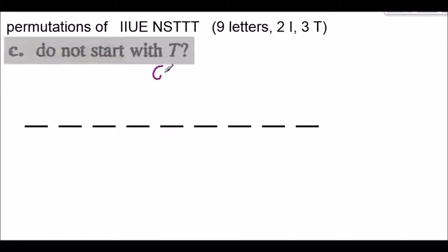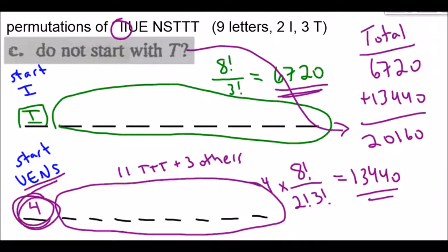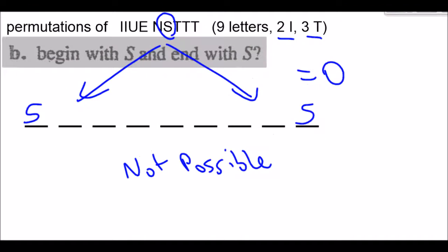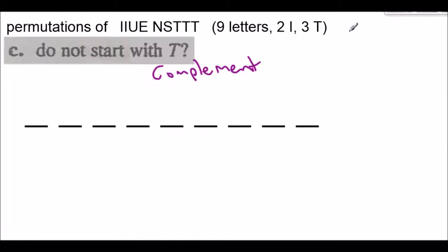A complement is the exact opposite, where you find the answer to the opposite question and subtract. So in order to use the complement method, we need to remember how many total permutations there are without worrying about restrictions like this. If we go back to question A, there were 30,240. So let me write that down: there are a total of 30,240 permutations.